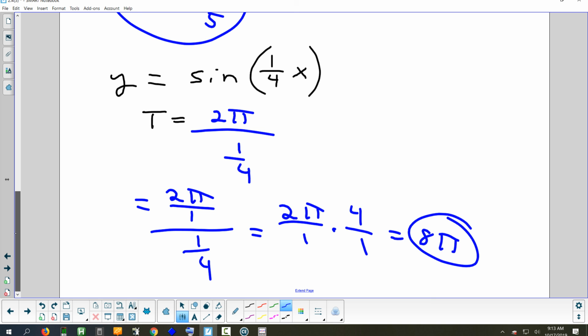Now, what if I took this graph and did that? 3 sine 1/4 x. What would be the period now? Still a quarter. What did we get for the period there? We didn't get a quarter. Oh, it was 8. We got 8 pi. Okay. What does this 3 do? Isn't that the amplitude change? That's an amplitude change. So yeah, it changes the graph, but it has nothing to do with changing the period. The only number that affects the period is that number right there.